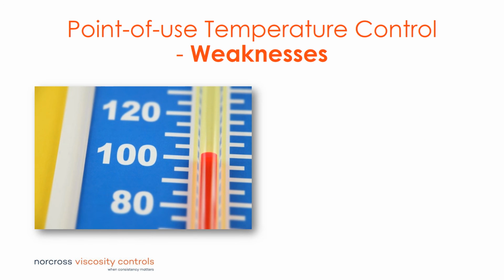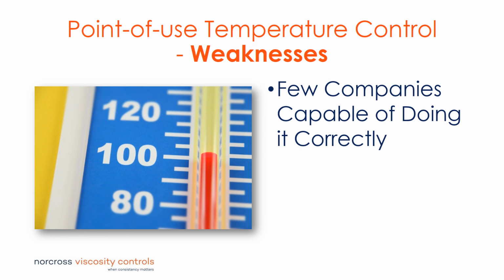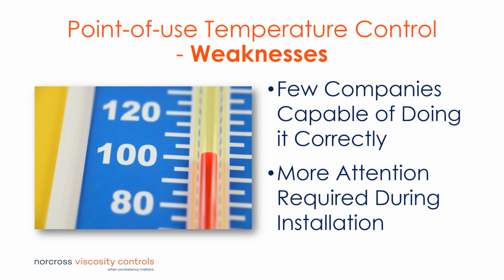The weaknesses associated with point-of-use temperature control are related mostly to the logistics involved. In particular, few companies are capable of doing it correctly. This is because designing and implementing a point-of-use temperature control system requires specialized knowledge to assure that the printing process is properly analyzed and the most appropriate system components are selected to do the job in each specific environment. In addition to selecting the right equipment, this type of system requires special attention during installation to assure that there are no gaps in the temperature control envelope that could cause deviations.